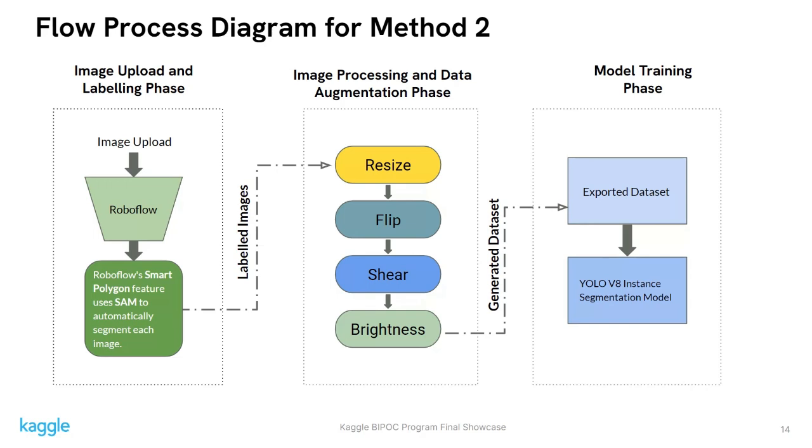For method 2, the diagram below shows a high-level process that was involved. Firstly, images were uploaded to Roboflow, and then the Roboflow Smart Polygon feature uses SAM to automatically segment the images. These images were then resized, and some data augmentation techniques such as flipping, shearing, and brightness were incorporated. Then finally, the dataset was exported in a compatible format, and then a YOLOv8 instance segmentation model was trained.